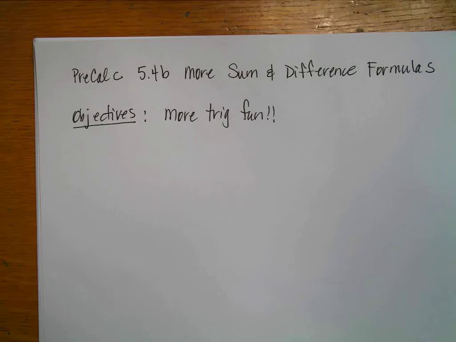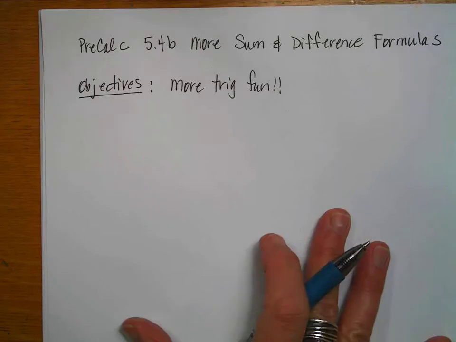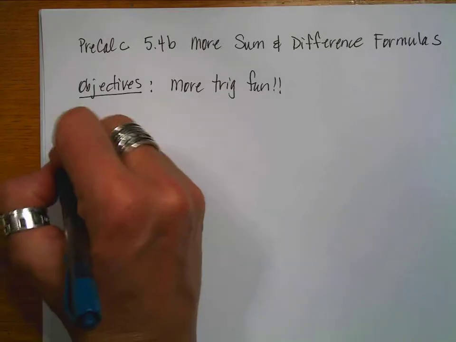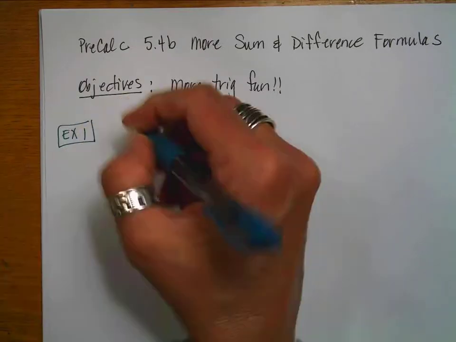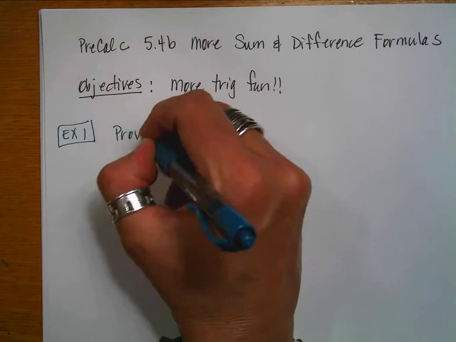Math humans, we're going to do 5.4b today. We're going to be doing more sum and difference formulas. I wrote that our objectives are that we're going to do more trig fun. Woohoo! Gotta love trig. So for the first example, we're actually going to prove one of the other identities.